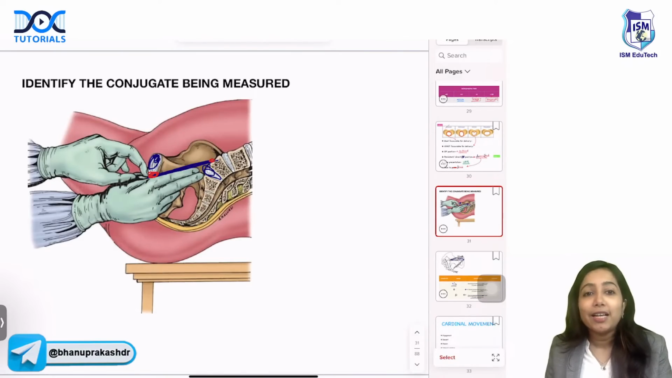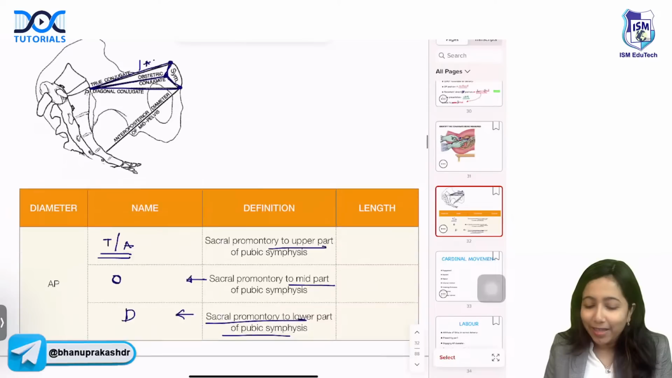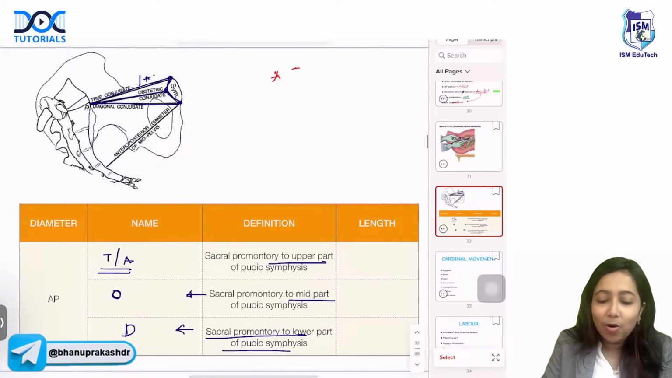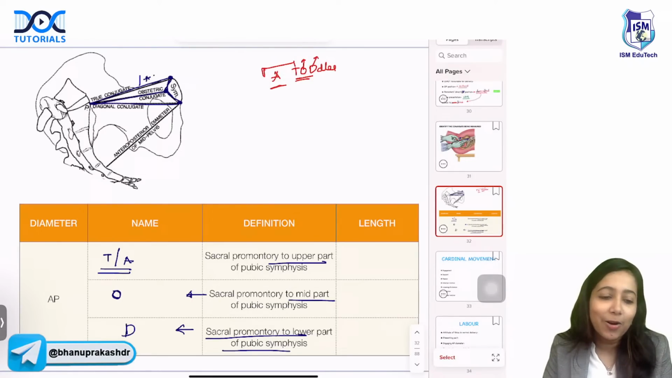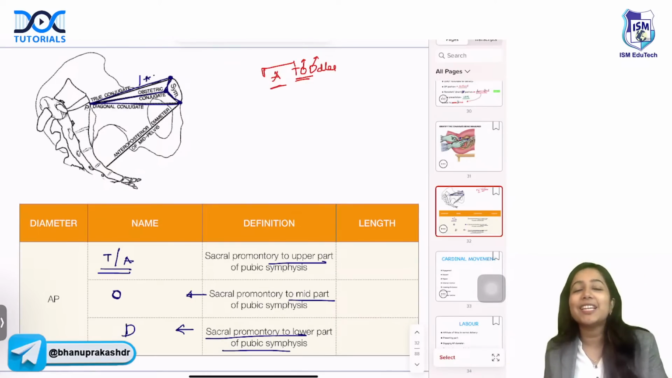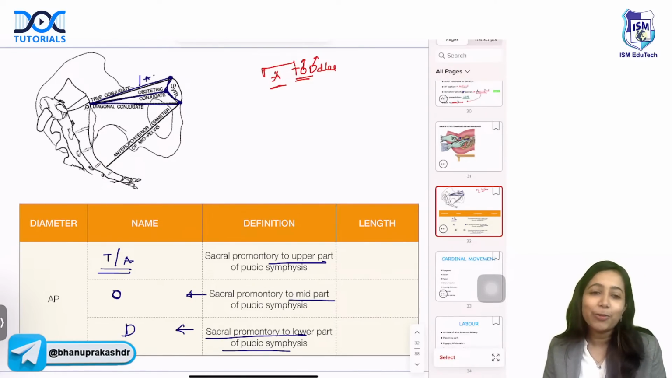So, how to remember this? I just remember with the mnemonic, a toddler. Even I have a small toddler at my home as well. Just remember a toddler, a toddler. A and T are the upper ones. Next, you have the obstetric conjugate. Finally, the lower one is the diagonal conjugate, a toddler. You can use any mnemonic if you wish. But just to help you out, you can remember a toddler if you wish.